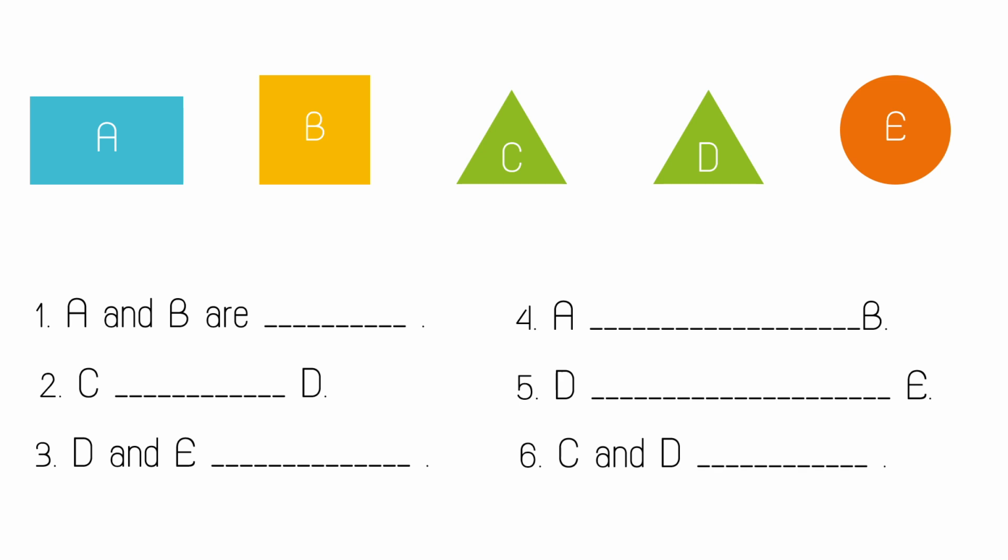First, A and B are similar. C, D. C is the same as D.